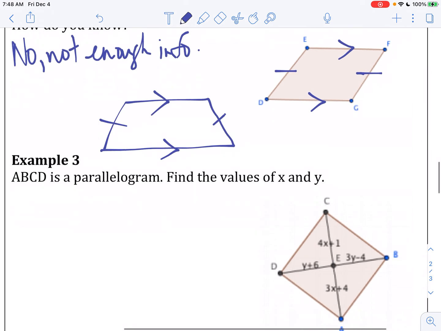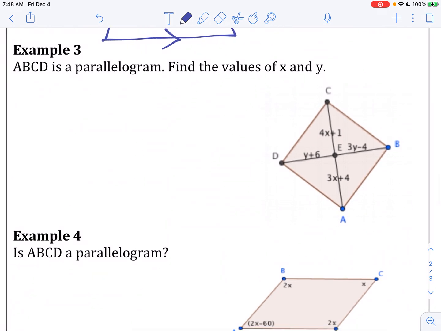All right, example 3. Here we are being told that ABCD is a parallelogram. We want to find the values of x and y. Again, pause that video and we will compare.